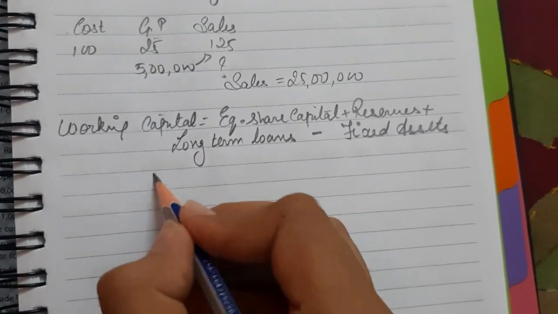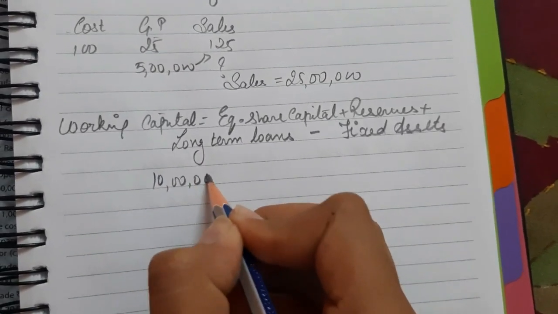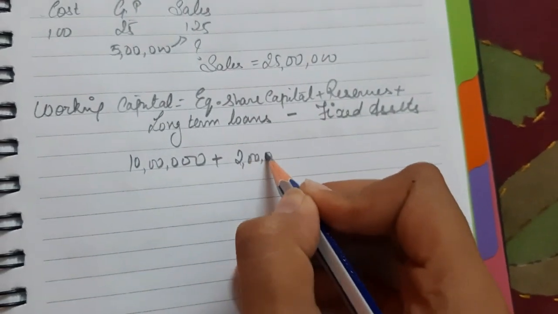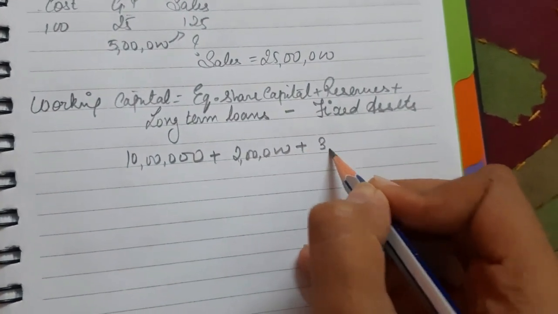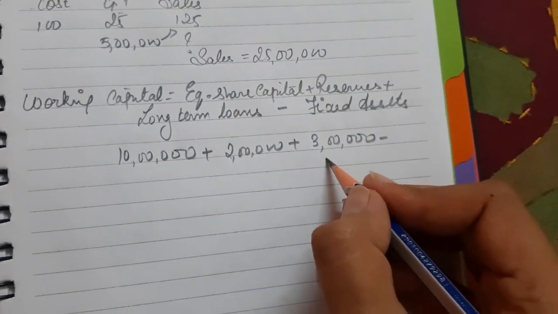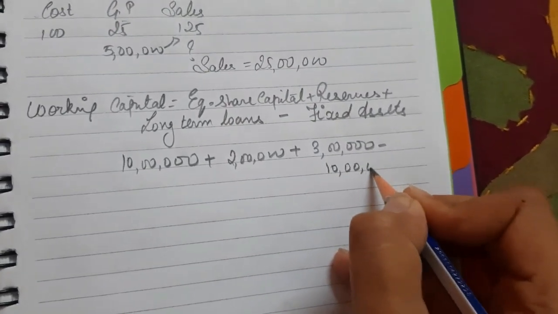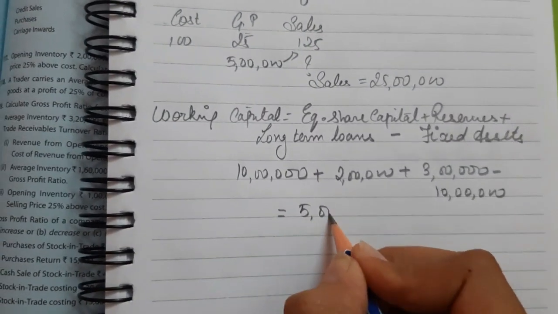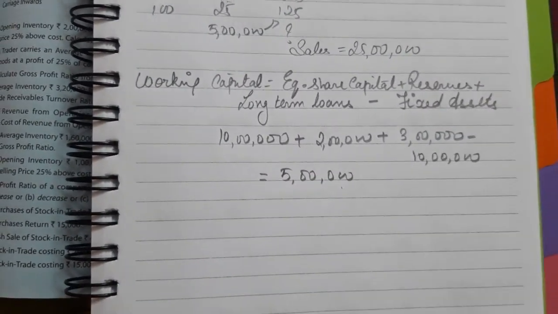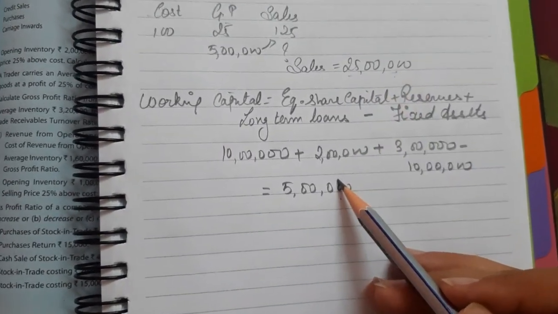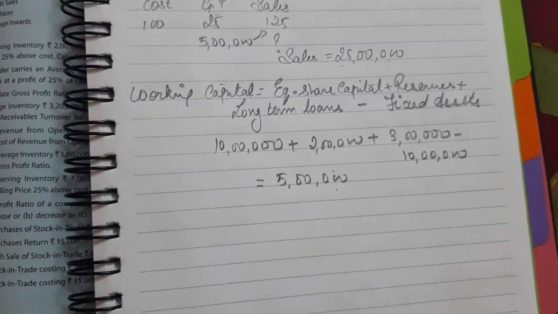So equity share capital is 10 lakh plus reserves is given to you as 2 lakh plus long-term loan is given to you as 3 lakh less fixed asset is 10 lakh. So you'll get your answer as 5 lakh. Okay. So your working capital will be 5 lakh, your sales is 25 lakh, so you can easily find out working capital turnover ratio with the help of formula.